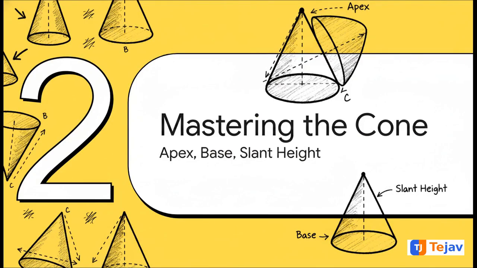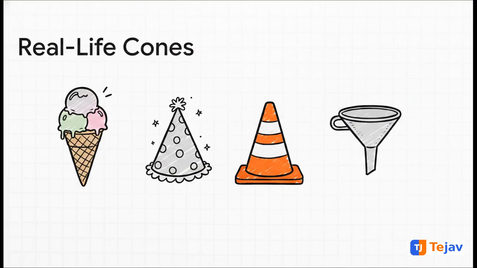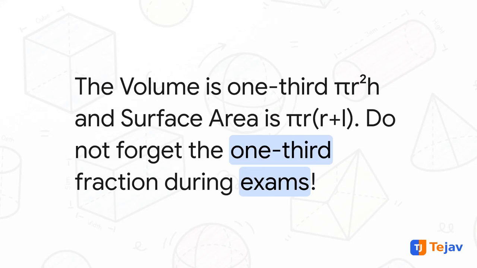Section 2. Mastering the cone, apex, base, and slant height. To really get the math, you gotta visualize the shape. A cone tapers from a flat, circular base up to a single sharp point called the apex. You literally see these every single day. Think about an ice cream cone, a birthday cap, a traffic cone on your street, or a funnel in the kitchen. All right, let's look at the formulas you need.